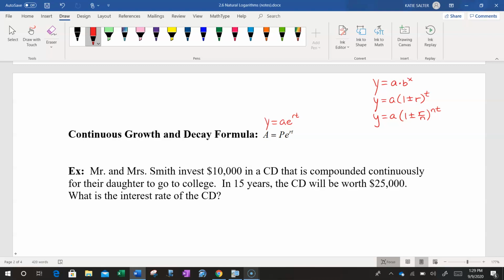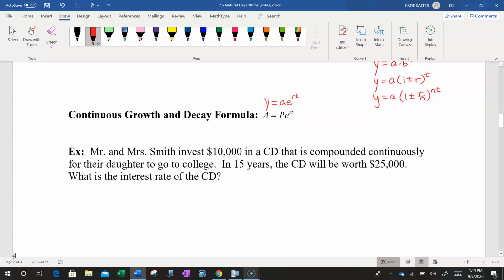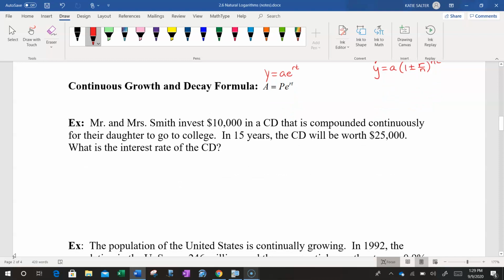So Mr. and Mrs. Smith invest $10,000 in a CD that is compounded continuously for their daughter to go to college. In 15 years, the CD will be worth $25,000. What is the interest rate of the CD? And if you don't know what a CD is, it's a certificate of deposit. It's a special type of savings account. So because this uses the term compounded continuously, that's the key words that we know we're using this PERT formula.